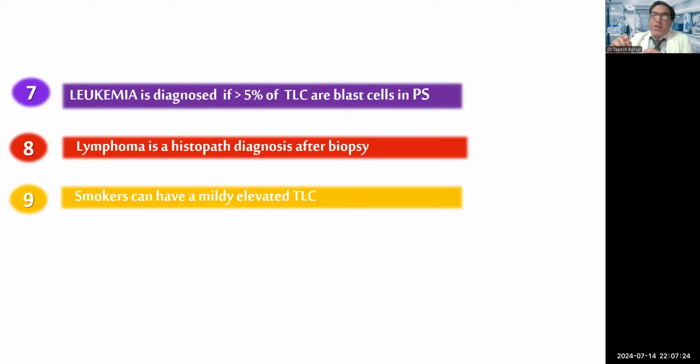Then leukemia is diagnosed if 5% of TLC are blast cells in the peripheral smear. And then, of course, you can do the marrow and all those things. That is another thing. This is just to give you a simple statement. Lymphoma is a histopathological diagnosis after biopsy, because lymphoma and leukemia go hand in hand, and often the counts are elevated in these conditions. And lastly, a very simple statement: smokers can have a mildly elevated TLC. 12,000, 13,000 TLC is consistent with chronic smokers.